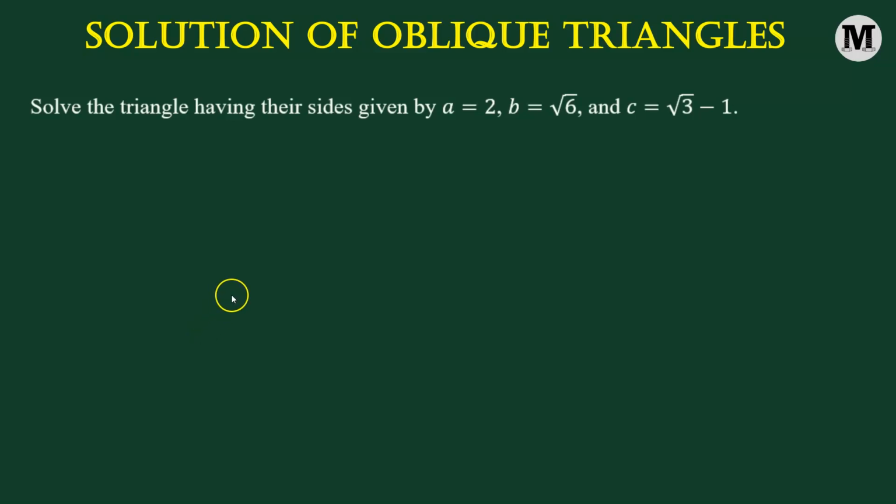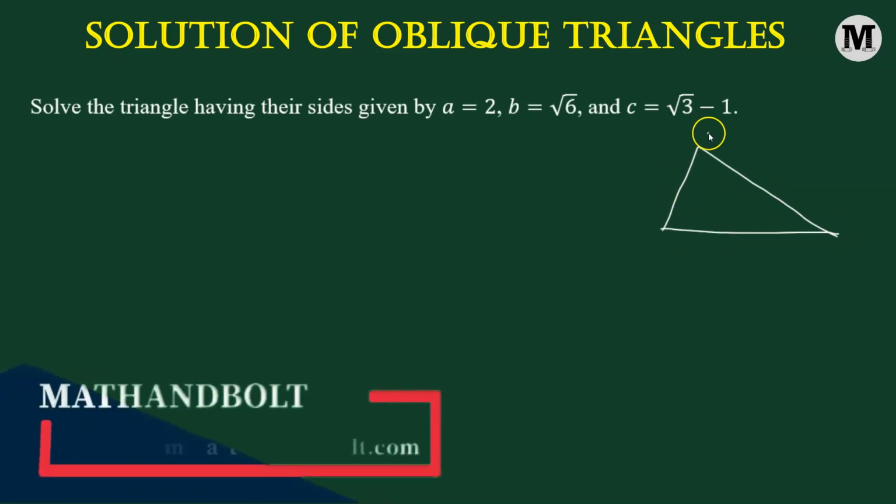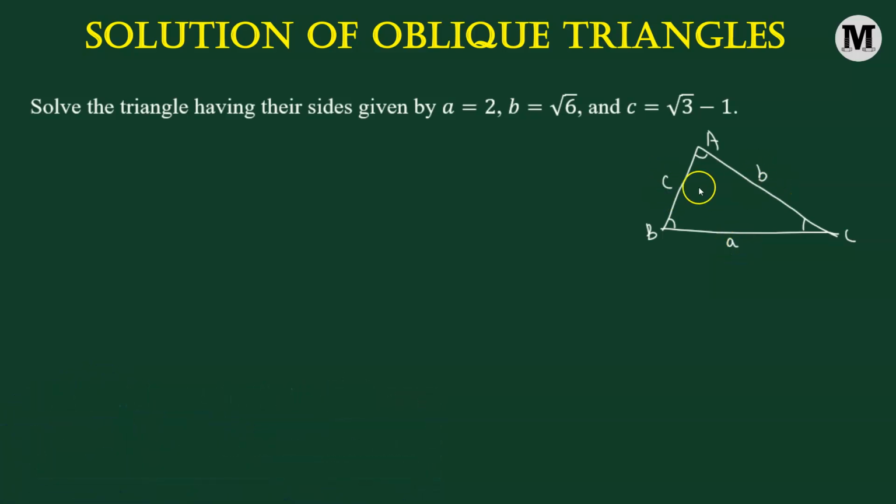So here in this problem, we have a triangle whose sides are given to us. We need to determine the angle measure. That means solving the triangle. Let's say we have the triangle ABC. Now clearly, the sides opposite to angle A, angle B and angle C are going to be denoted by the letters a, b and c respectively. So now the sides of the triangle are given to us. What we'll need here is to determine the angle measures of A, B and C.